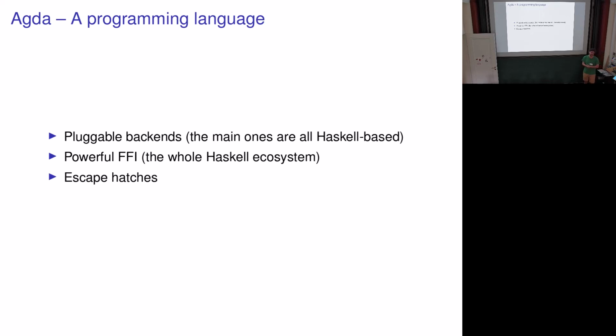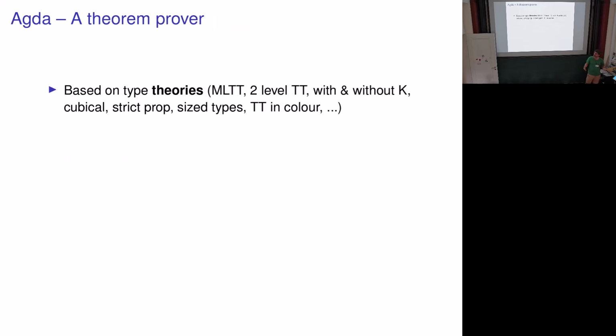And of course, there are escape hatches because you may want to prove theorems and then you want to be really sure that the proof is correct and everything is true. So we have a strong termination checker, positivity checker, and so on. But sometimes when you're programming, you don't really care about being as systematic about your proofs. So you can just say, okay, trust me, this is positive or this is terminating. But of course, Agda is also a theorem prover.